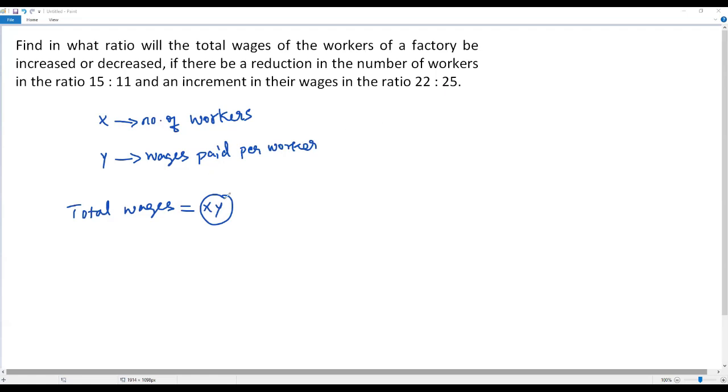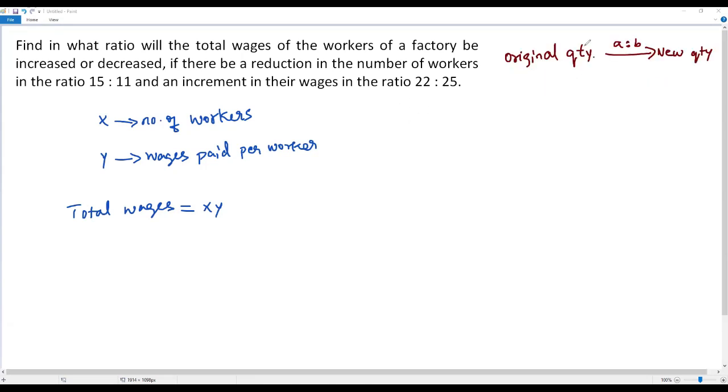Now we have to find the number of workers after the first change, that is, the number of workers decreased in the ratio 15 to 11. And also we have to find the wages paid per worker after the second change, that is, the increment in their wages in the ratio 22 to 25. For that, let me consider a concept. First, let me write the required stuff. Here I have written it.